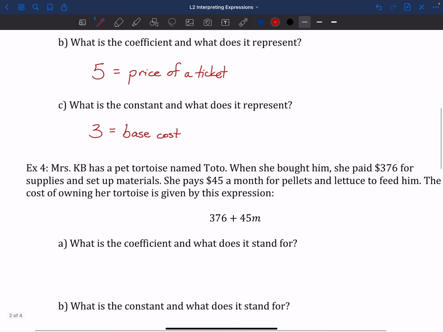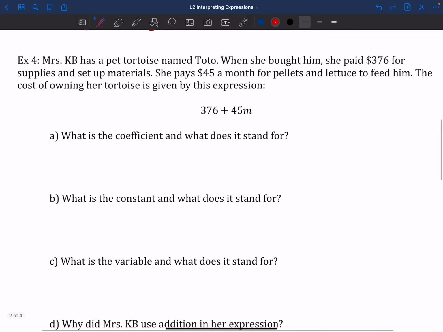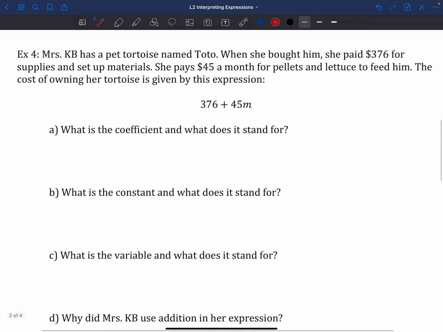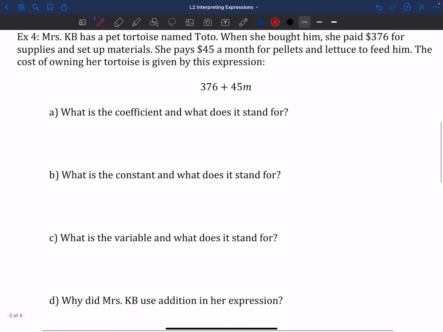All right, let's give another one a shot. Miss KB has a pet tortoise named Toto. When she bought him, she paid $376 for supplies and setup materials. She pays $45 a month for pellets and lettuce to feed him. The cost of owning her tortoise is given by this expression: 376 + 45M. All right, so again, we're going to work through this one piece at a time.